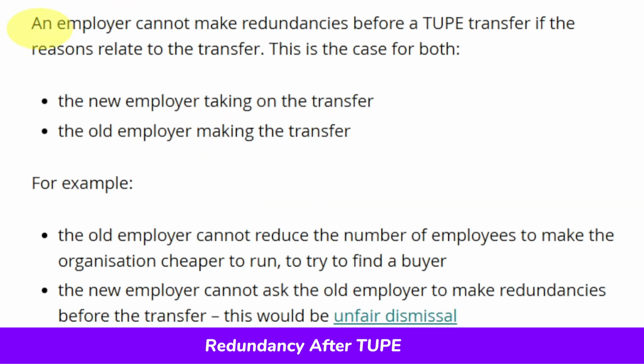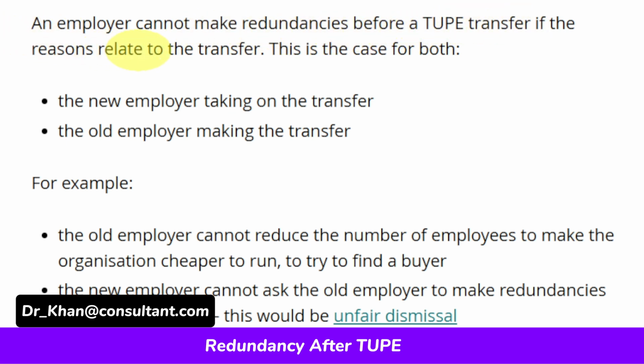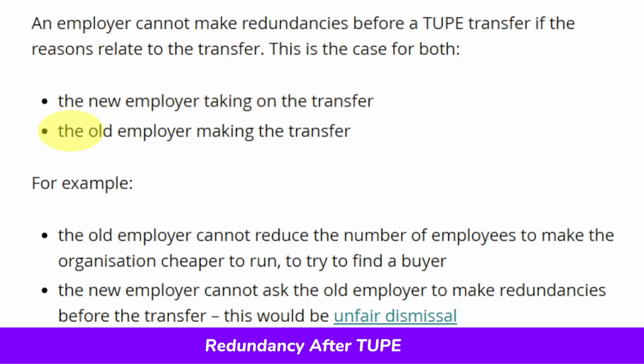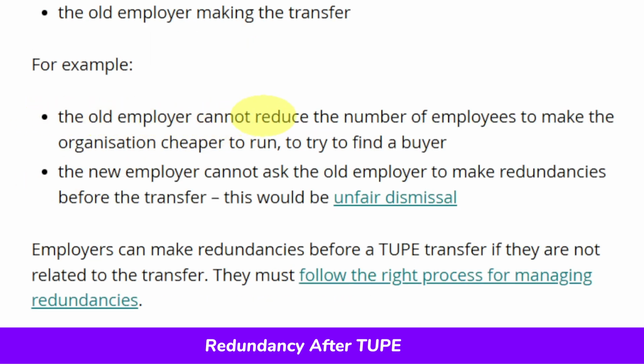An employer cannot make redundancies before a TUPE transfer if the reason relates to the transfer. This is the case for both the new employer taking on the transfer and the old employer making the transfer. For example, the old employer cannot reduce the number of employees to make the organization cheaper to run to try to find a buyer. The new employer cannot ask the old employer to make redundancies before the transfer. This would be unfair dismissal.